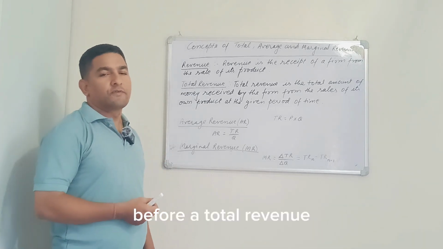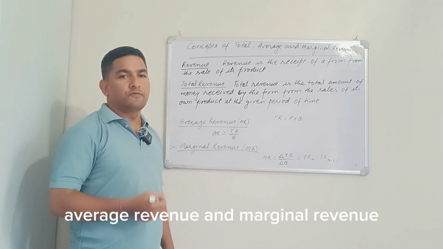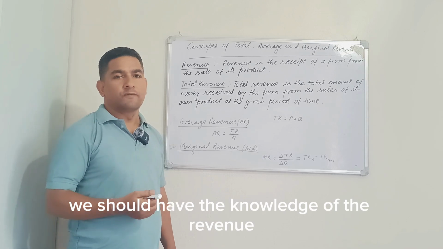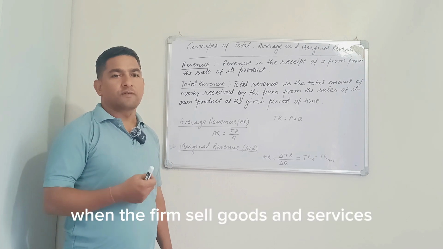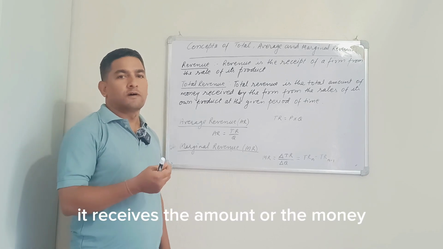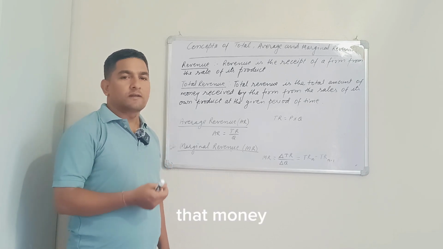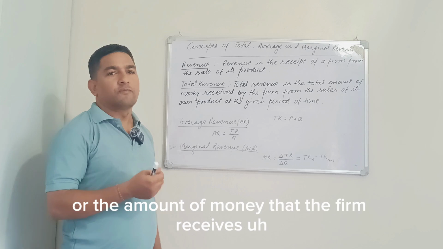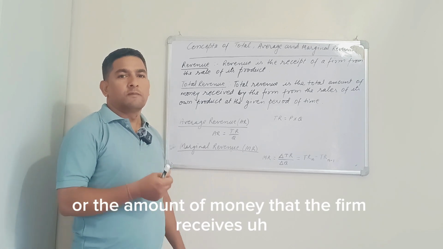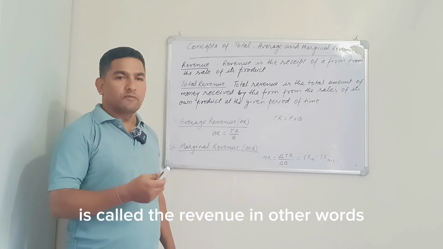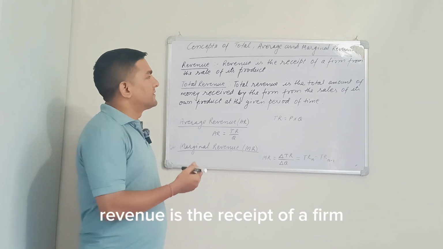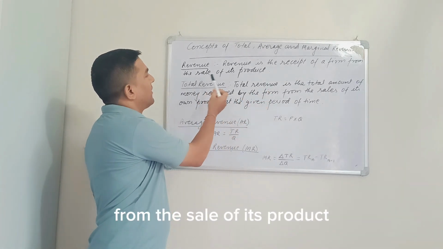Before total revenue, average revenue, and marginal revenue, we should have knowledge of revenue. Students, when the firm sells goods and services, it receives an amount of money. The amount of money that the firm receives by selling the goods and services is called the revenue. In other words, revenue is the receipt of a firm from the sale of its product.